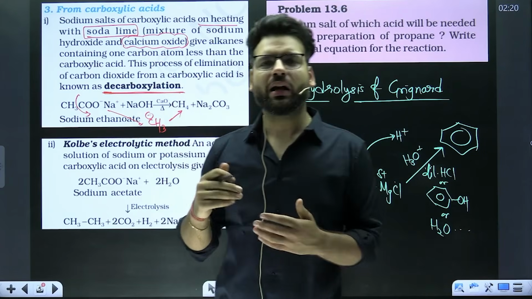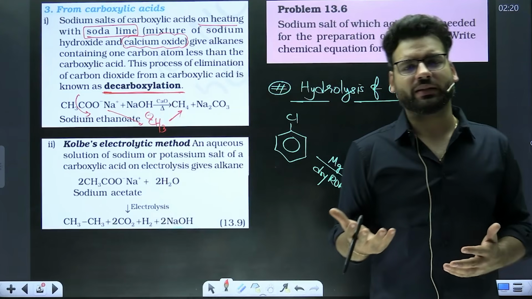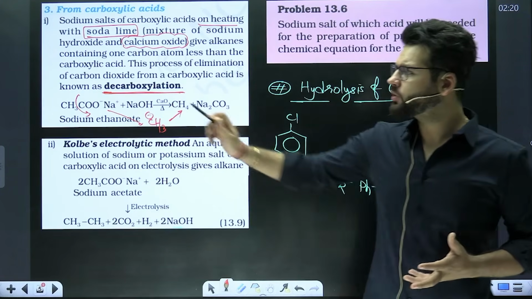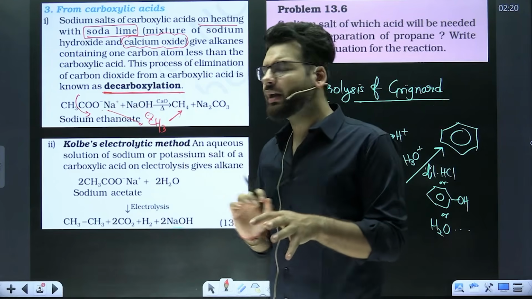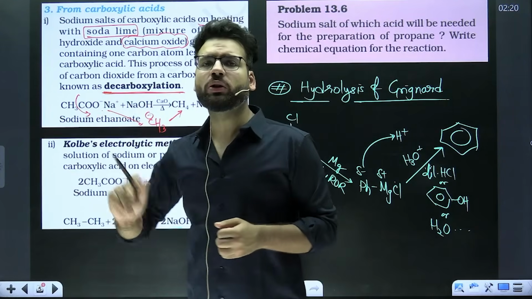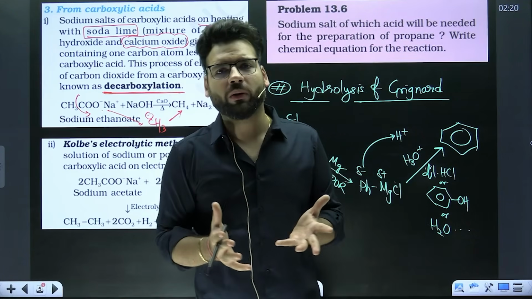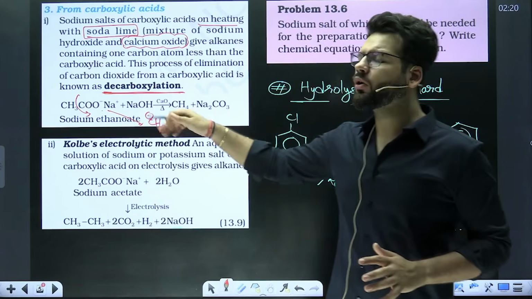When you take a carboxylic acid and react it with NaOH, NaOH is a base and carboxylic acid is an acid. Acid plus base will give you this salt plus water. If that water is formed, then your salt will become soluble in water. It will become an ionic compound, a soluble compound. It will become sodium acetate solution, and then decarboxylation will not happen.